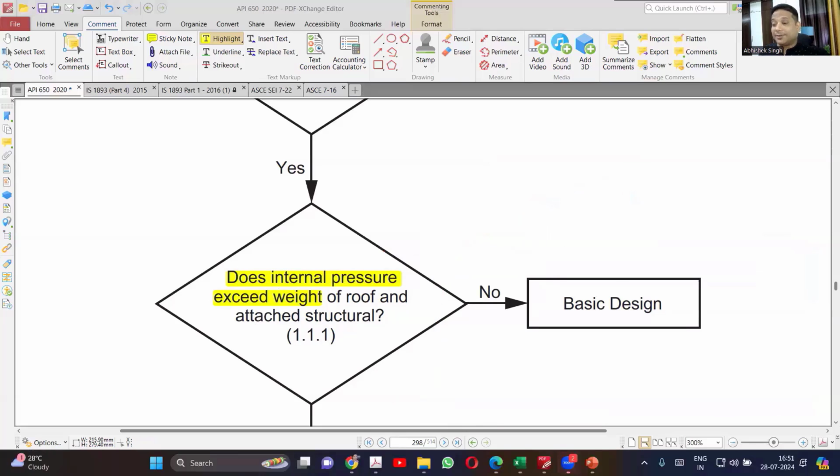Now for that case, if the roof is failing, consider this case: if the internal pressure does not exceed the weight of the roof, in that case, what happens? Whether it will be able to stress your joint.